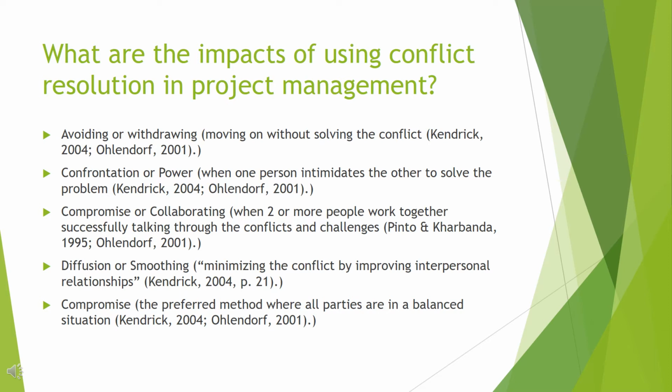Compromise or collaboration, it's when 2 people work together to successfully talk through the conflict and the challenge. And it's very similar to diffusion or smoothing, when 2 people minimize the conflict by improving the interpersonal relationship. Compromise is the one that is preferred the most, basically because all parties are in a balance, and it's usually finding the middle way and the best solution.